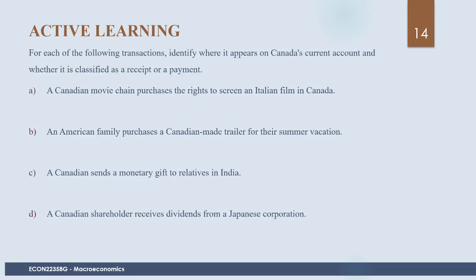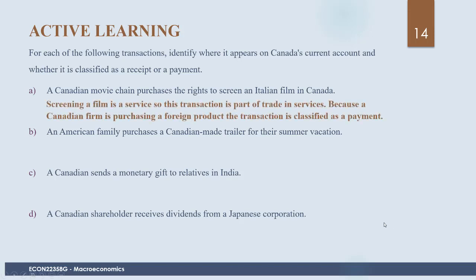Okay, so let's do an active learning question. For each of the following transactions, identify where it appears on the Canadian current account and whether it is classified as a receipt or payment. Okay, so for A, hit pause. Okay, I'm back. So in A, it says a Canadian movie chain purchases the rights to screen an Italian film in Canada. So the answer here is screening a film is a service, so that's going to go into the current account, right? And so that's going to be part of trade in services. And because a Canadian firm is purchasing a foreign product, the transaction is classified as a payment. So you can think of it as an outflow.